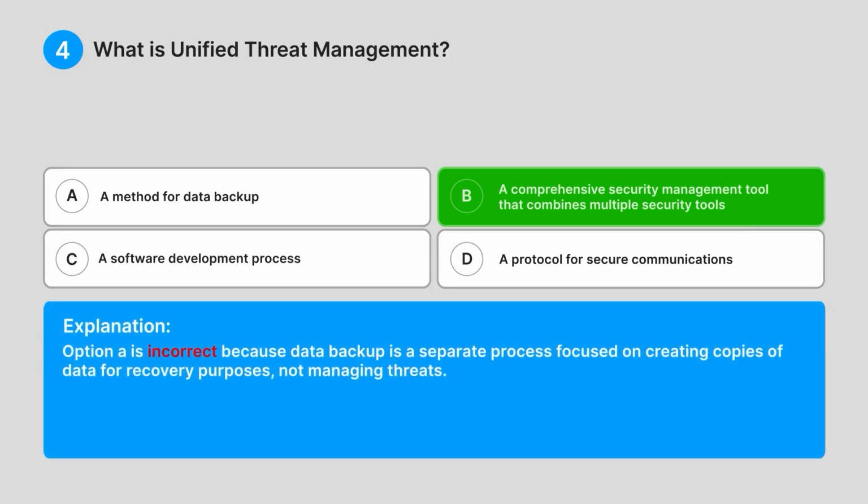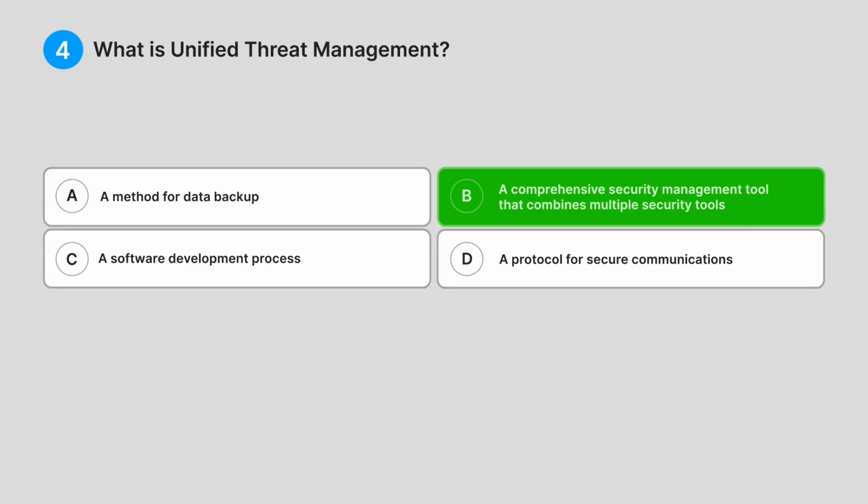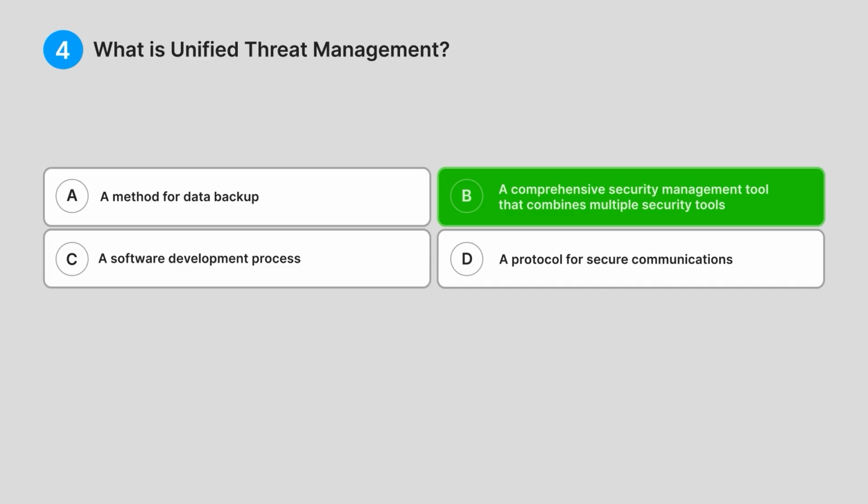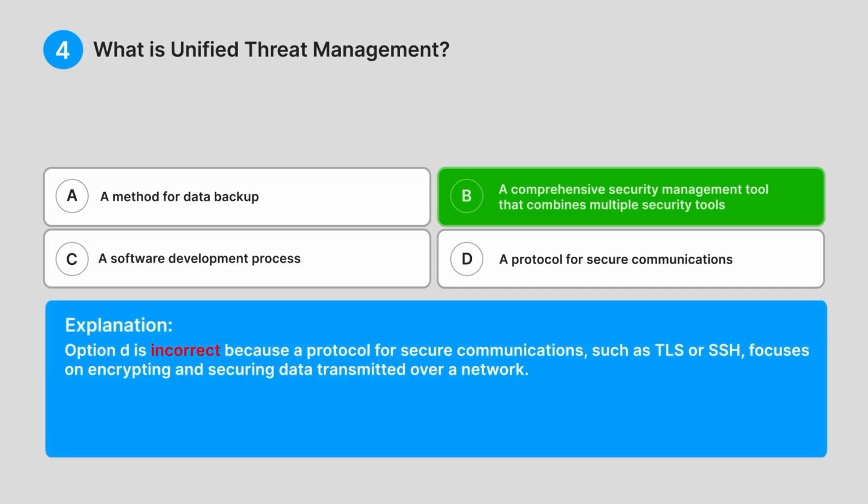Option A is incorrect because data backup is a separate process focused on creating copies of data for recovery purposes, not managing threats. Option C is incorrect because software development process refers to the steps and methodologies used to create software applications. Option D is incorrect because a protocol for secure communications, such as TLS or SSH, focuses on encrypting and securing data transmitted over a network.